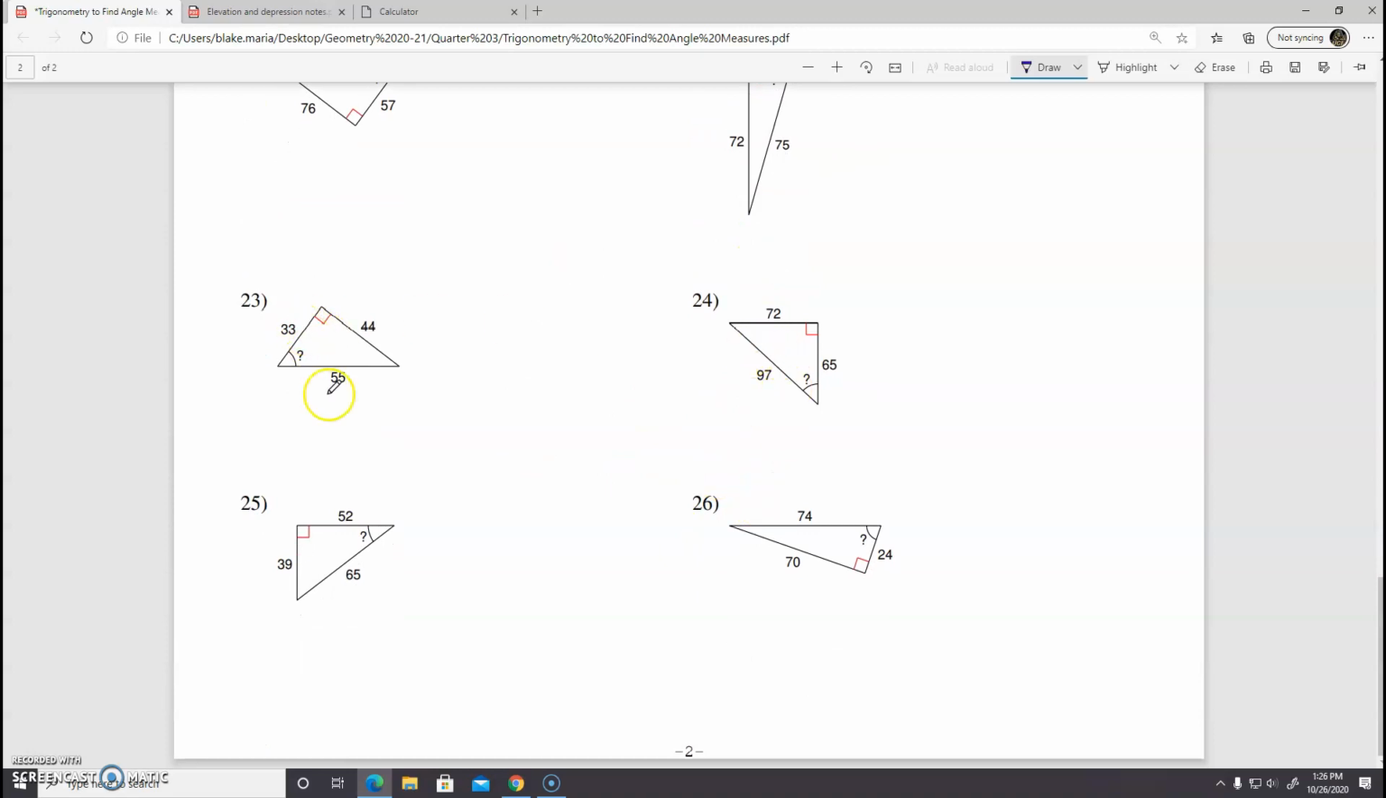Now I will tell you, when you get down here and there's 3 angles, just pick 2. If you want to use sine, use opposite and hypotenuse. If you want to do cosine, use adjacent and hypotenuse. So don't freak out if there's too much information. Just pick which 2 you want to use, and you can use sine, cosine, or tangent here. You can use any of them. All right, so that's your first worksheet.